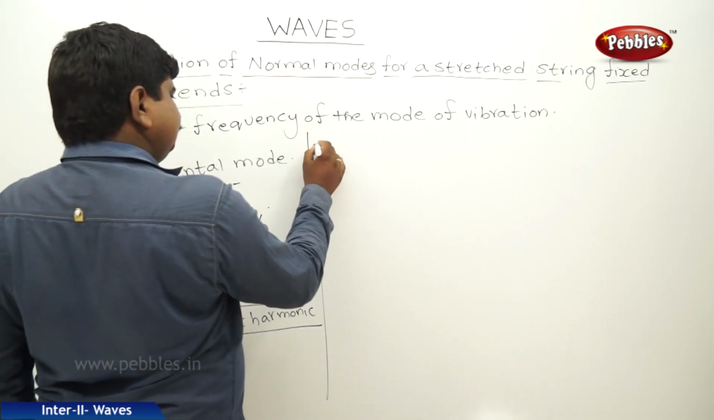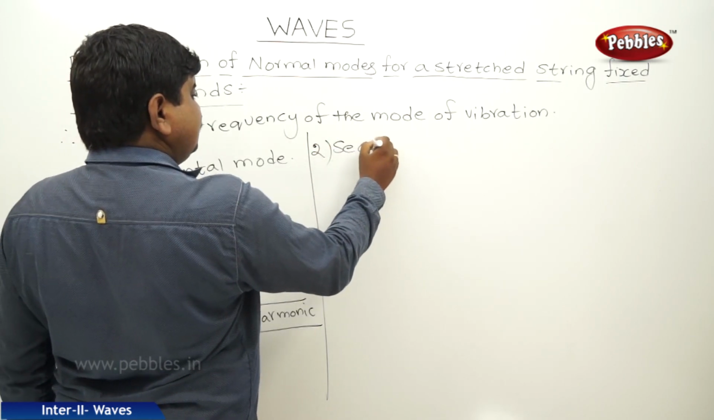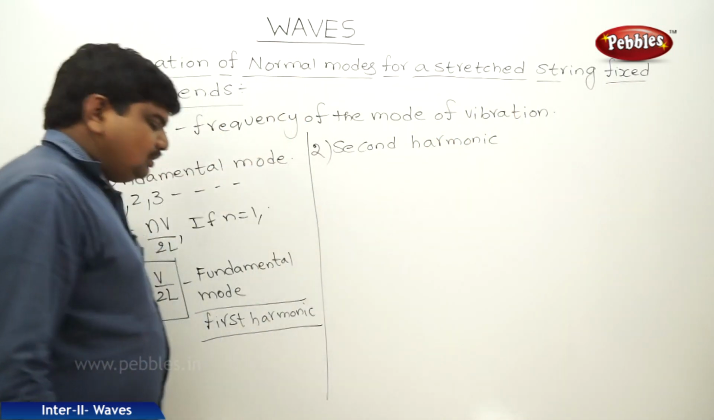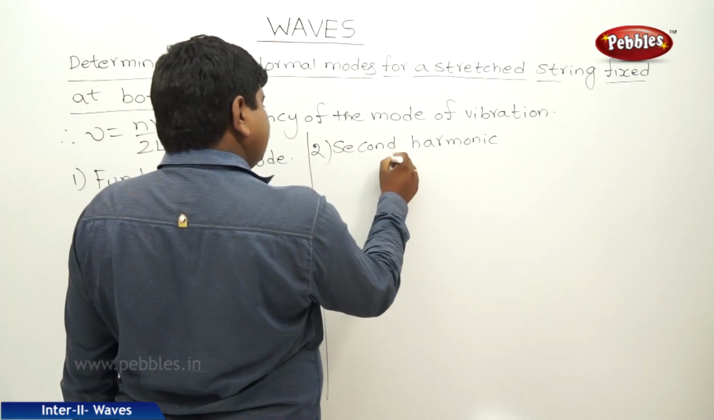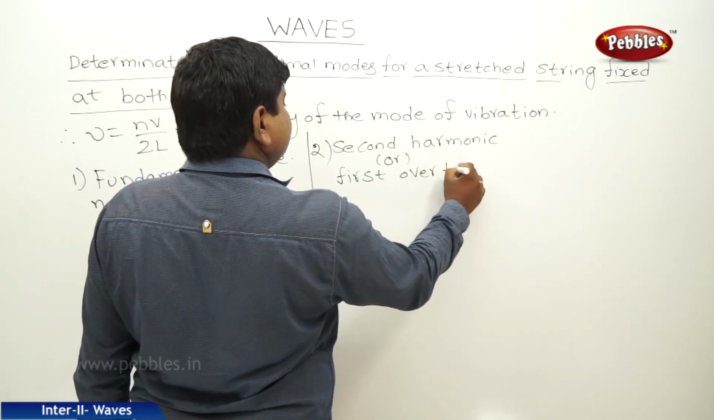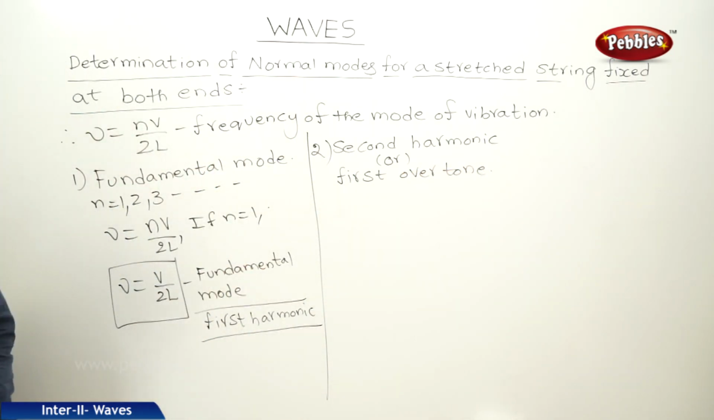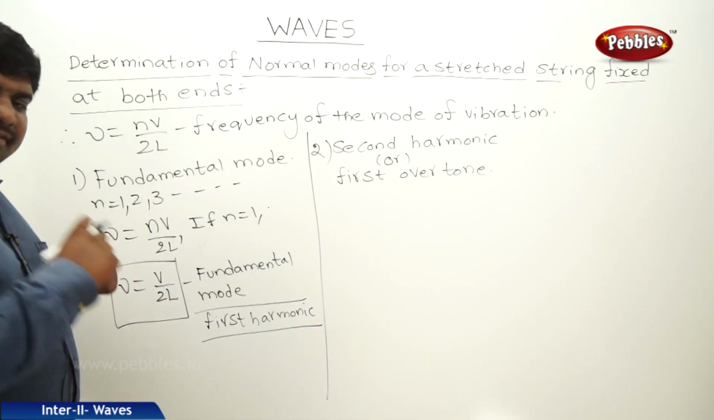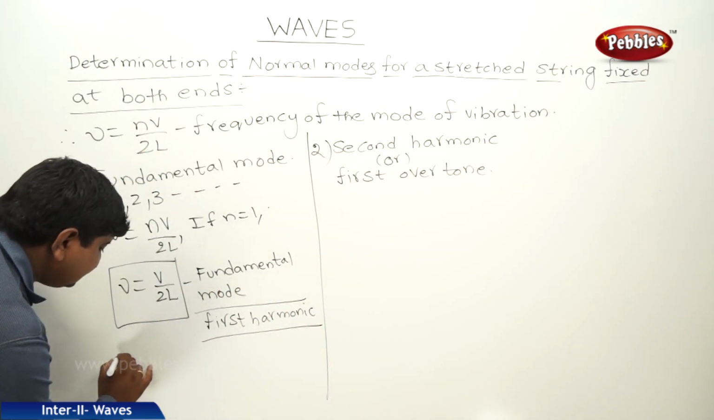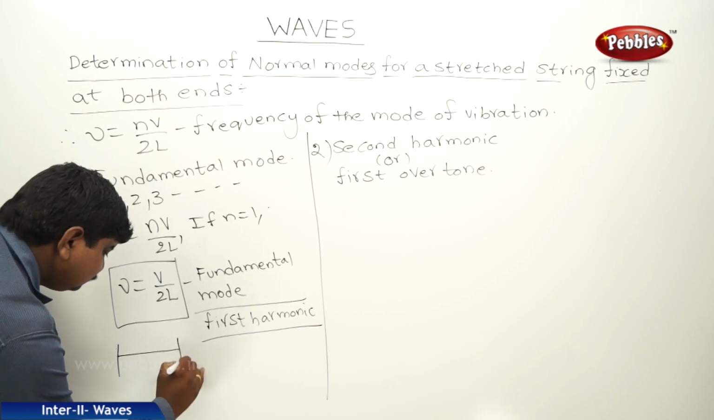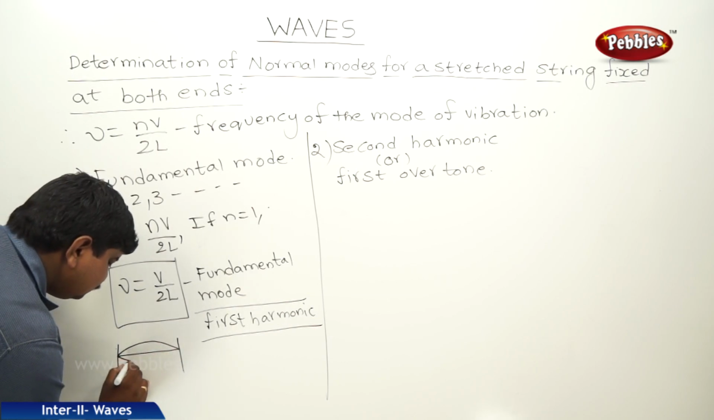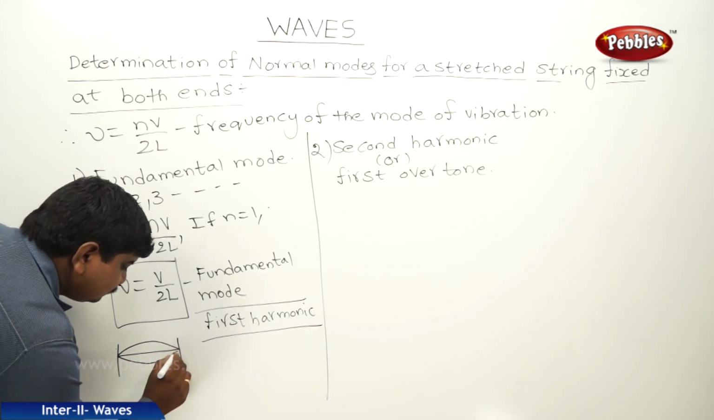Next case, second harmonic or first overtone. So what is the meaning of this fundamental mode or first harmonic? The string will vibrate as a single loop like this. We can draw like this.